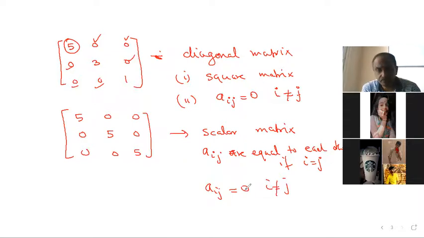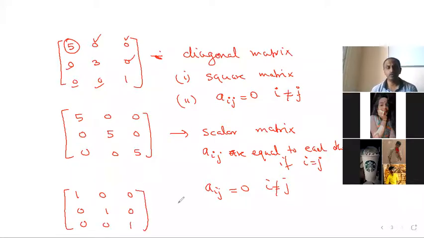Understood the idea? All diagonal elements are equal. How to speak all diagonal elements are equal? They are the elements whose i and j numbers are equal. Row number and column number are equal. And they all should be equal. Second, this is most interesting. All the diagonal elements are 1 and non-diagonal elements are 0.